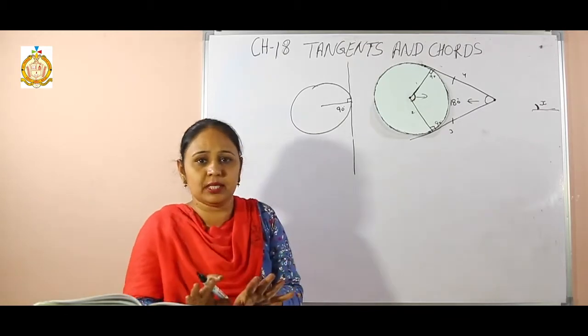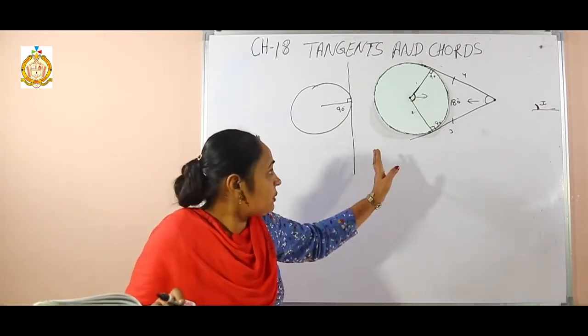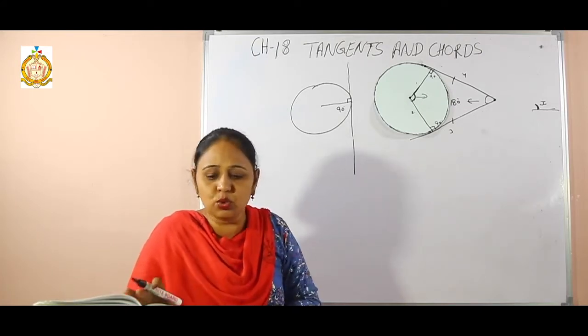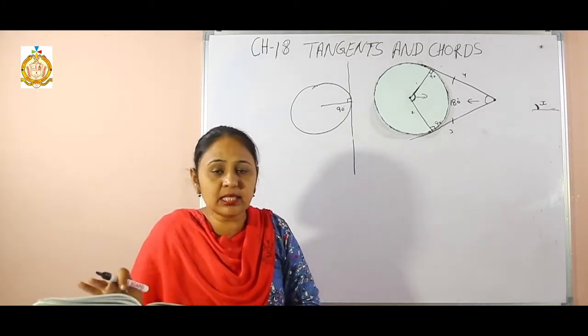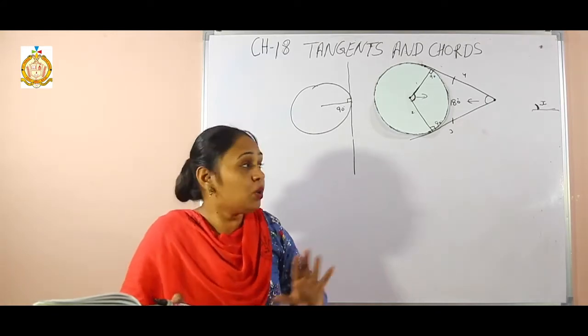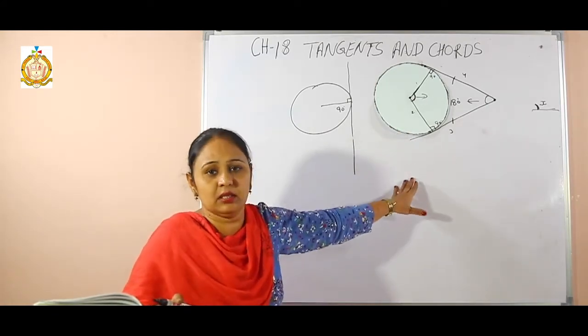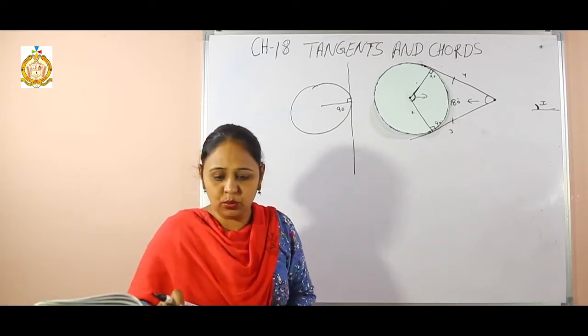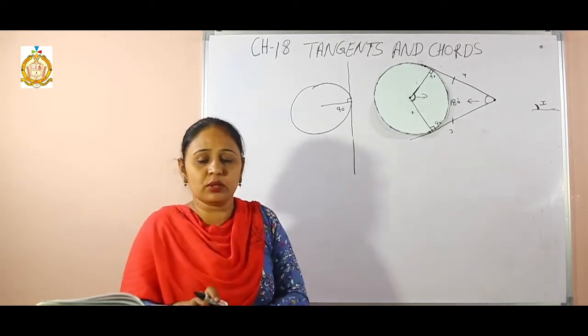Okay, only two properties are there and we have to solve only sums related to these properties. Others are curtailed due to COVID-19. No need to do 18B and other exercises. We have to just solve 18A along with these properties. Other properties we are not going to solve. Okay. Now I am going to start sum number 2.